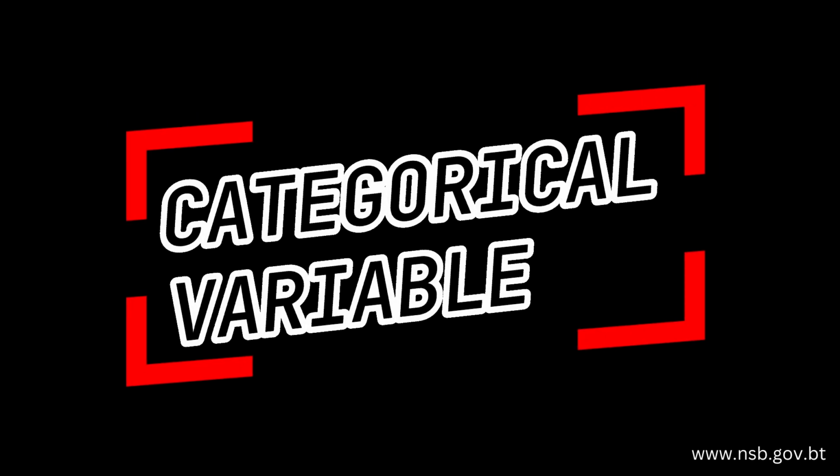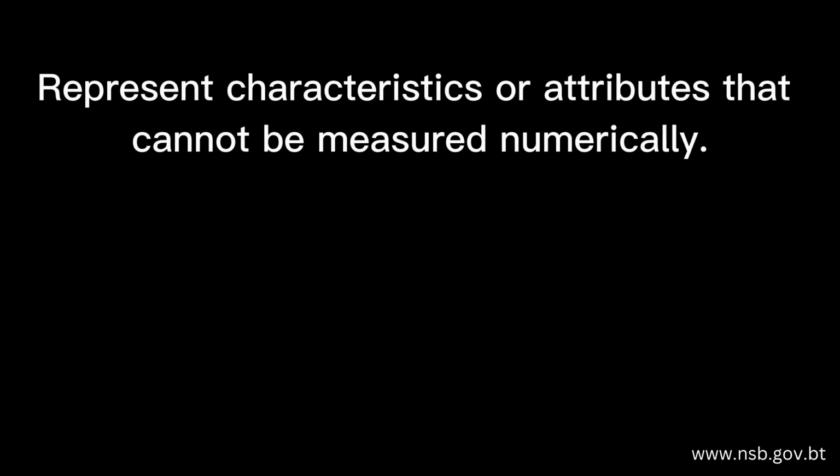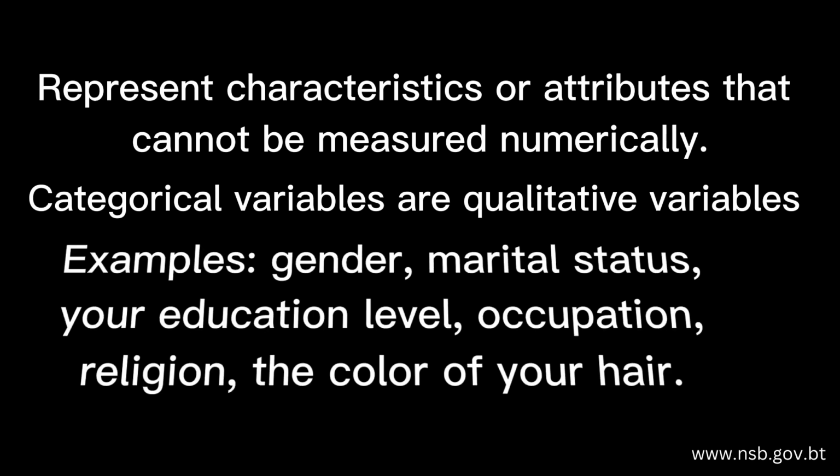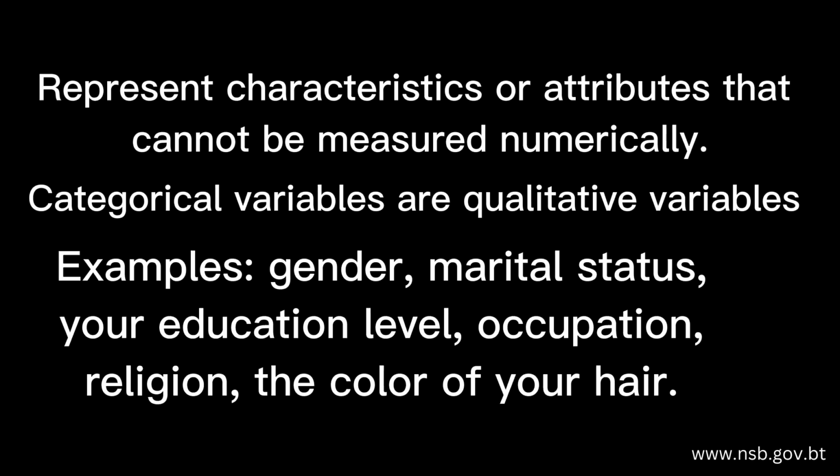What is a categorical variable? Categorical variables represent characteristics or attributes that cannot be measured numerically. Therefore, categorical variables are qualitative variables and tend to be represented by a non-numeric value. Your gender, your marital status, your education level, your occupation, your religion, the color of your hair are all examples of categorical variables.